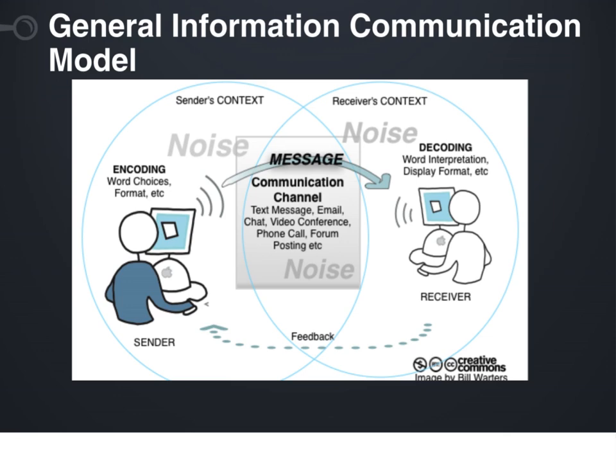Finally, feedback occurs. Feedback is the response sent back by the receiver to show understanding or reaction. Feedback helps confirm whether communication has been successful. Overall, this model shows that communication is not just sending a message, but a process involving encoding, channels, decoding, context, noise, and feedback working together.